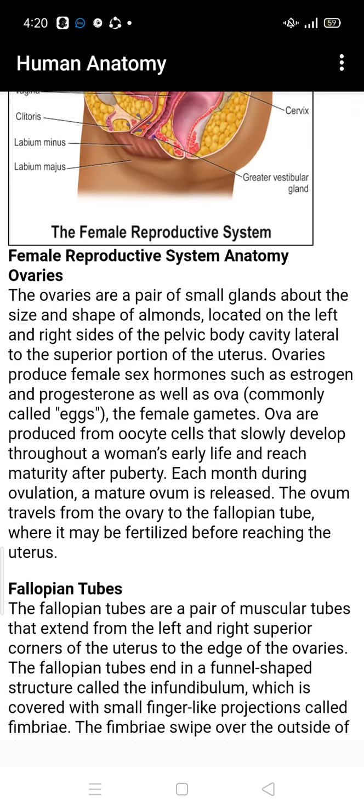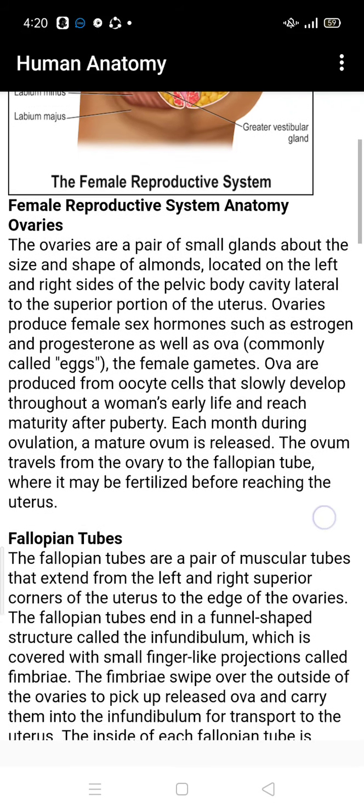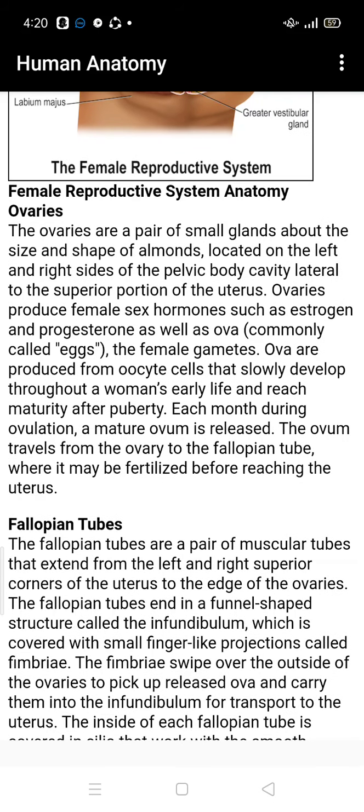The female gametes, ova, are produced from oocyte cells that slowly develop throughout a woman's early life and reach maturity after puberty. Each month during ovulation, a mature ovum is released. The ovum travels from the ovary to the fallopian tube where it may be fertilized before reaching the uterus.